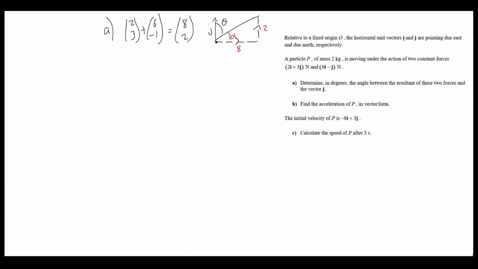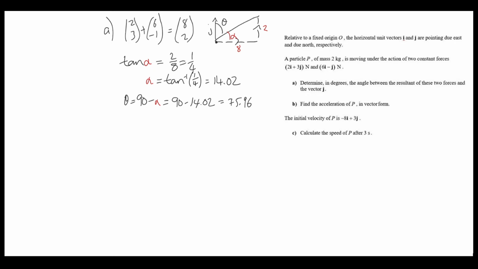Okay, so how do we find alpha? We have the opposite and the adjacent. That means we're going to be using a tan function. Tan alpha equals 2 over 8, or a quarter. So alpha is the inverse tan of a quarter. So just into the calculator, and that gives us an angle of 14.02. So if alpha is 14.02, that means theta is 90 minus that. So 90 minus 14.02 gives us 75.96.